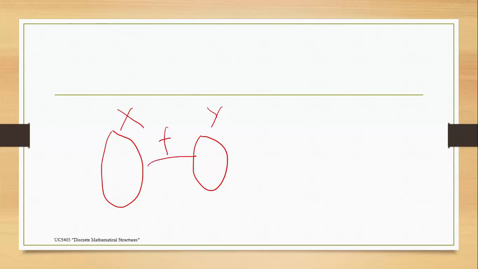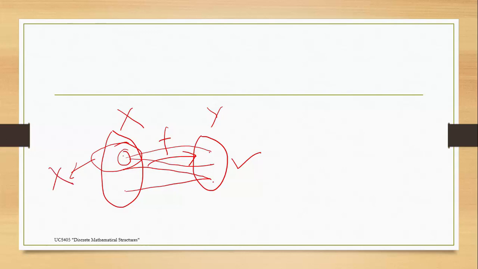That is, if we have a function from set X to set Y, and suppose three elements are there in set X and three elements are there in set Y, then two elements of set X can have the same image in set Y, but one element of set X cannot have two images in set Y. So this is not possible. I think this is clear.